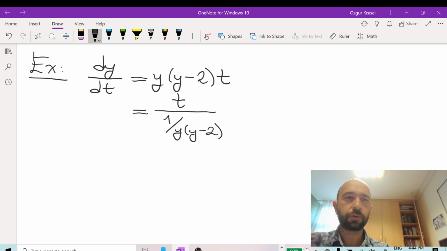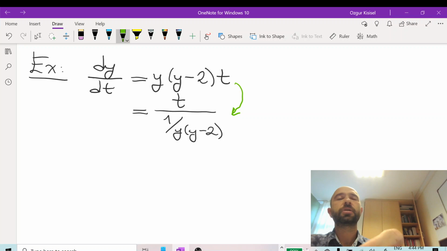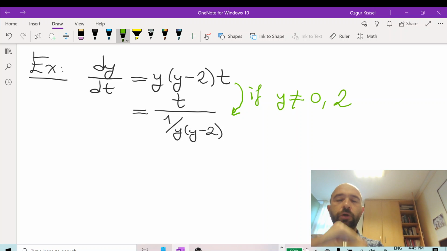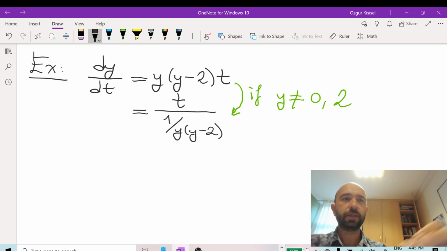Let me note something important here. These two are equal, or this passage is a valid step, if y is different from 0 or 2, because 0 and 2 make y times (y minus 2) zero. Therefore, in those cases, you cannot put this in the denominator. So whatever I'll say for a while will be valid if y is different from 0 and 2. So when you are finished, you have to go back to y equals 0 and 2 and check them again. Okay, that being said, let's continue.